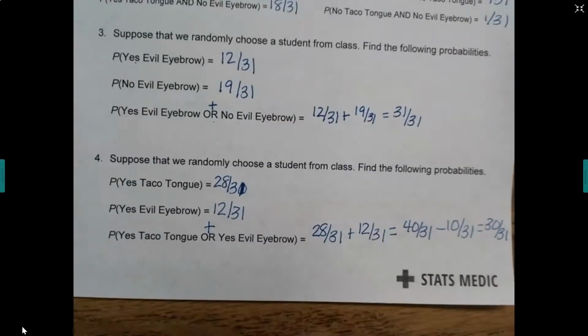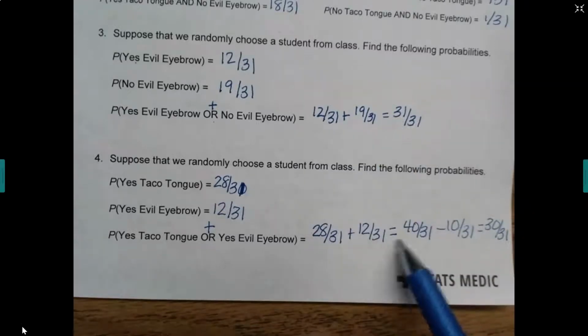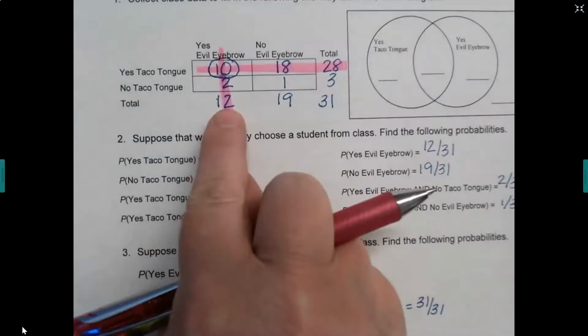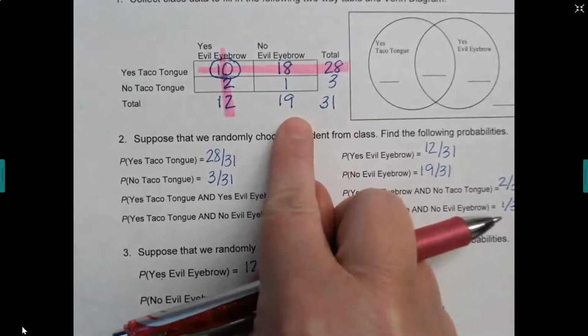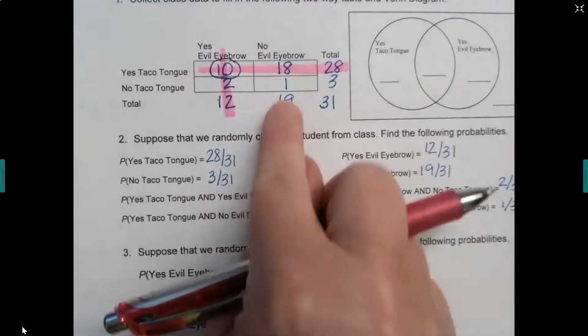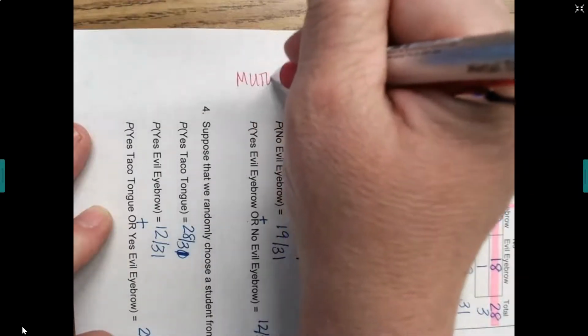So why is that? Why did we in this one not have to subtract anything off? But in here we had people that were counted twice. Let me show you. It's because one group was mutually exclusive and one group was not. So number 3, for evil, you were evil eyebrow or you were not evil eyebrow. They did not share any outcomes in common. And in a two-way table, they're parallel to each other so they don't cross. They don't share anything in common. So number 3, these are mutually exclusive events.